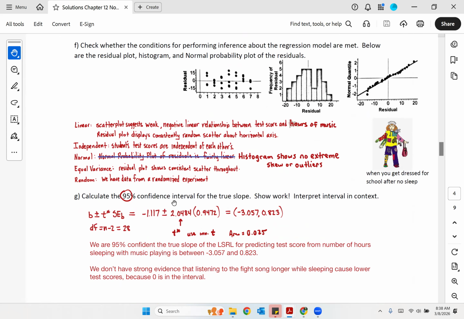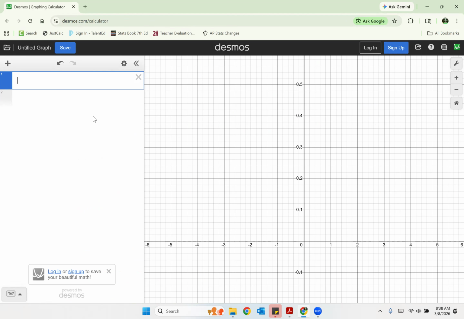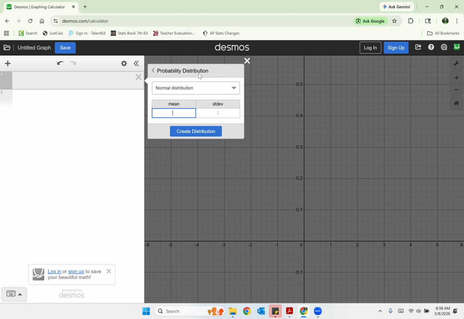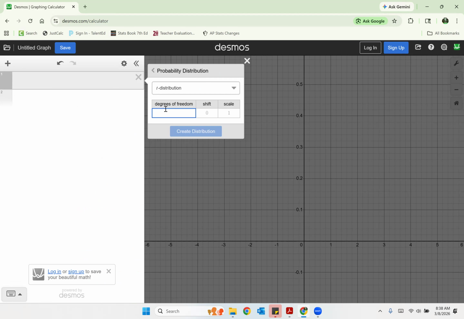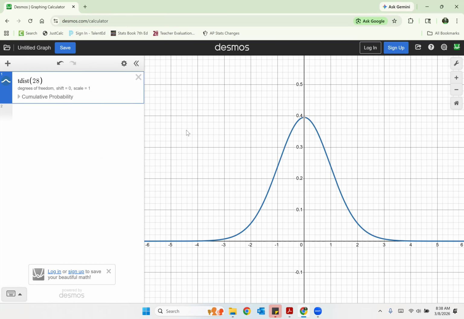Okay, we've got a 95% interval, which is really easy to construct for t in Desmos. So here we are. Go to our plus icon in the top left, open up the inference options. We're going to choose probability distribution. Immediately set this thing to a t distribution. Degrees of freedom, n minus 2 for us is 28. Don't worry about shift or scale. We don't mess with those. We're going to create the distribution. Here is the graph of t.